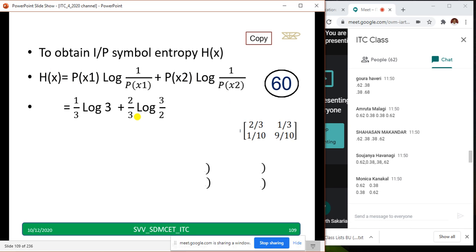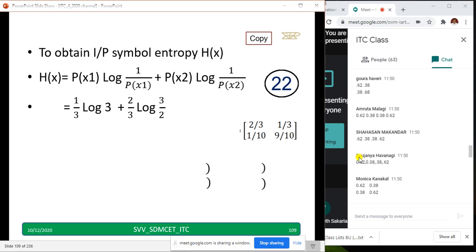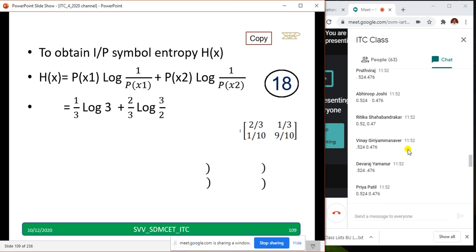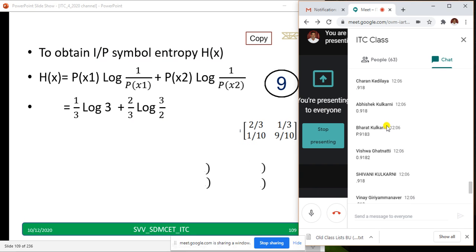Once you get H of X, I will wait for a minute so that you can fill in the values. H of X you can find out: 1 by 3 log 3, 2 by 3 log 3 by 2. And you can take log base 2 only. Take another few seconds and try to find out. H of X equal to, I think some of the students might have typed 0.918. Many students, everybody has typed the same 0.918.